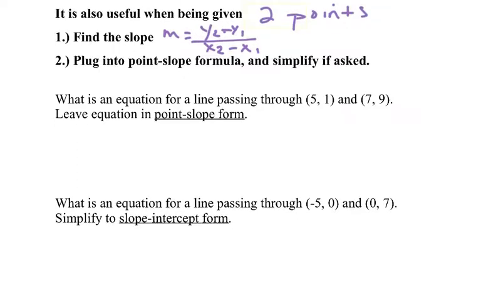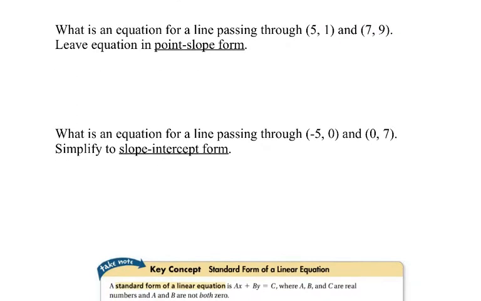So our first question here is, what is an equation for a line passing through the points (5, 1) and (7, 9)? Leave your equation in point-slope form so we don't have to simplify it. So let's go ahead and start by finding our slope.